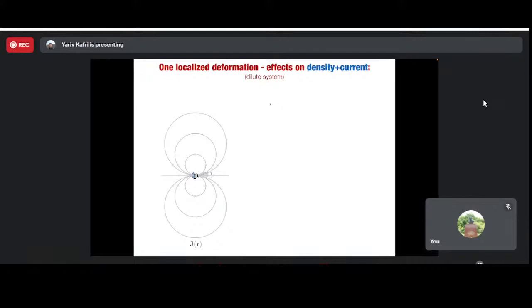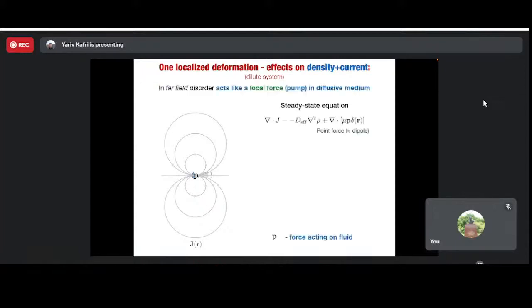These particles are diffusing on large length scales. Remember what I showed you: these particles on large length scales are essentially diffusing. So I put in diffusion of particles, and then I put in a pump, and the pump is located at the origin.